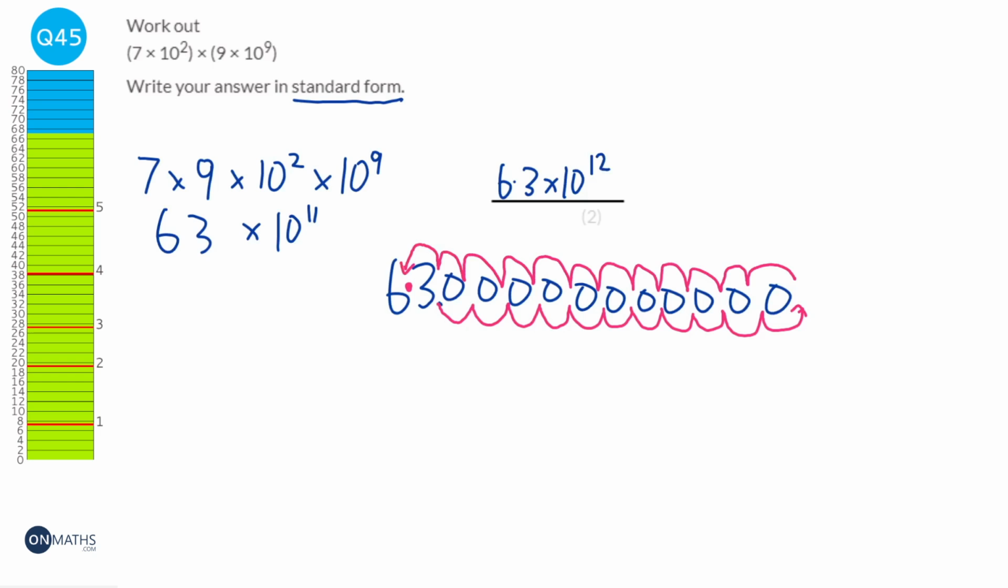Now you don't need to do all the working out I've just shown there. You just need to know when you convert that 63 into a 6.3, you need to add 1 to the power.